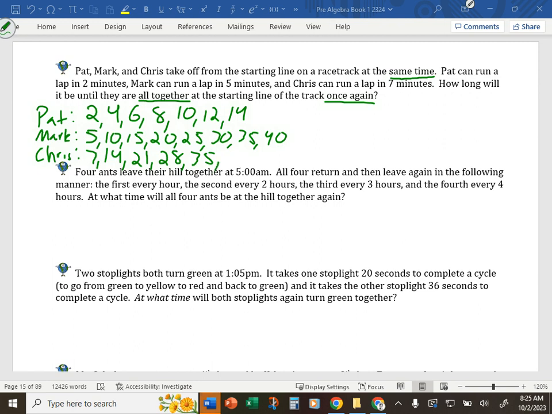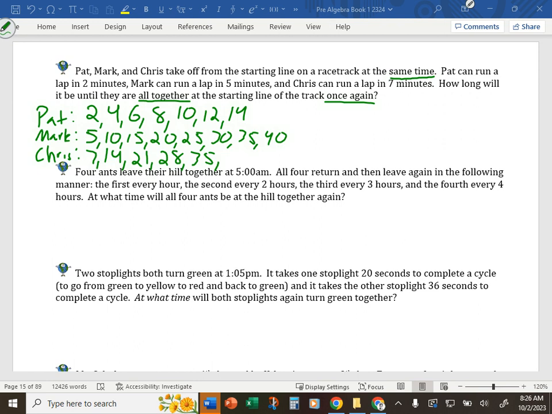Oh, 35. Mark will be there at 35. Chris will be there at 35. Will Pat be? No. And how do we know that without having to continue this all the way out? Because every even number, Pat's there. It's counted by 2. 35 being odd, Pat isn't going to be there. So we've got to figure out at what even number Mark and Chris will be there together, because we know Pat will be there at every even one, right?